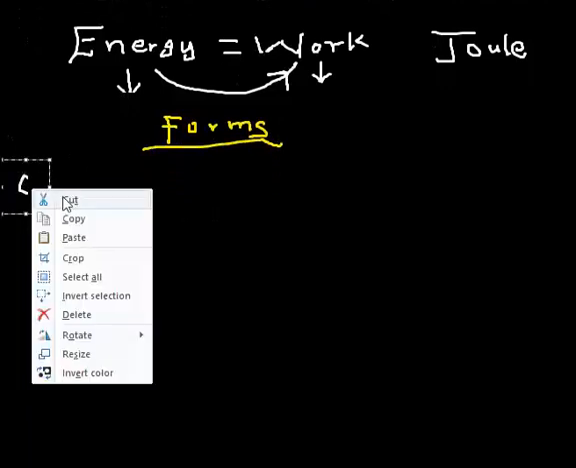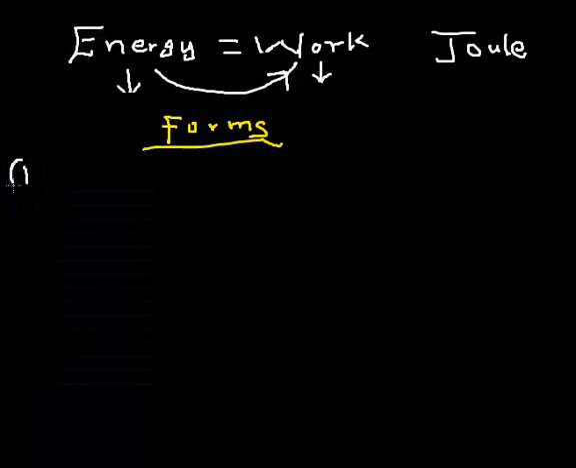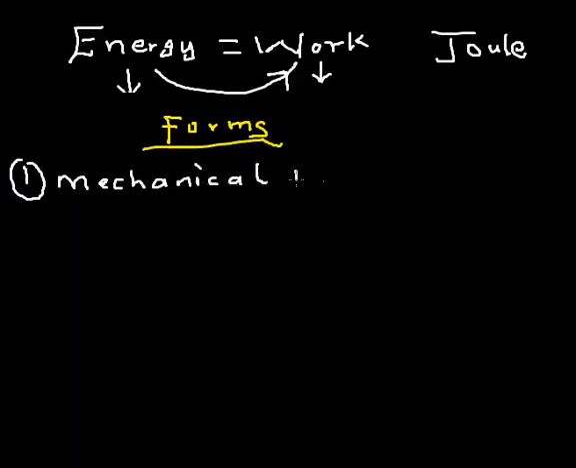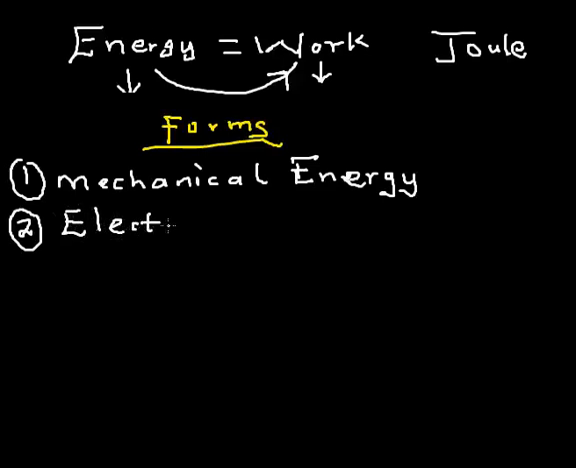All right. Number one, we have mechanical energy. Of course, a system that is in motion possesses mechanical energy, or a system that has the tendency to move, that has the properties of movement, possesses mechanical energy. We have also electrical energy. These are different forms of energy.